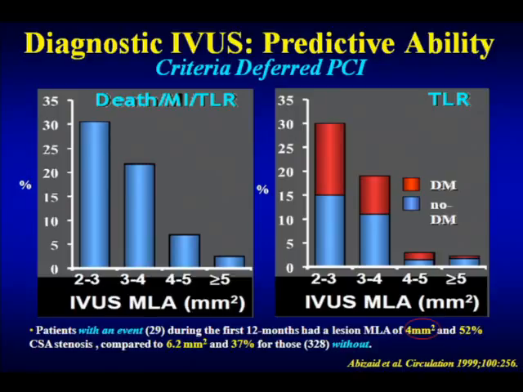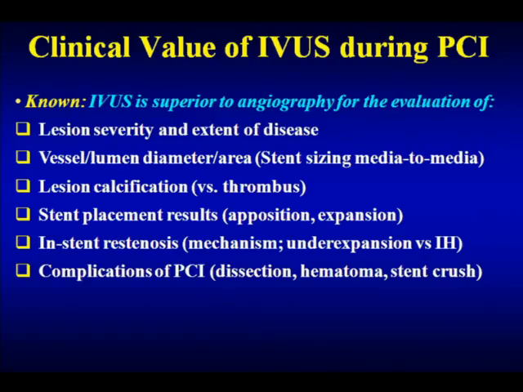Now for the left main, this number is about 5.5 to 6. It's a little controversial whether it should be 5.5 or 6. But for the epicardial vessel, it's 4 millimeter square, and that is what we commonly use in our lab for this purpose. And then the question comes: can IVUS during PCI improve clinical results?